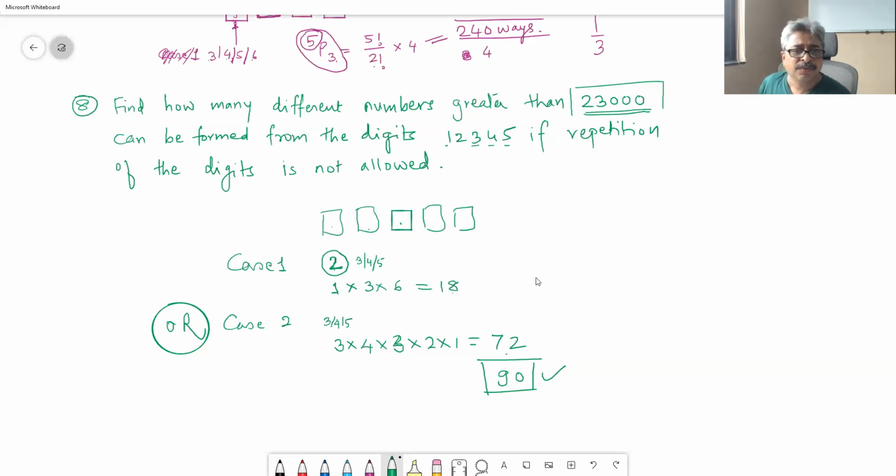Sir, when it is starting with 2, how does it come to 18? When the number starts with 2, if the number is 2, 1, 3, 4, 5, then it is not acceptable because the second digit matters. It is less than 3. But 2, 4, 3, 1, 5 is okay because the second digit is greater than 3. So we have to consider the second digit only if the first digit is 2. Otherwise, if the first digit is 3, 4, or 5, the second digit can be any number. It is going to be greater.